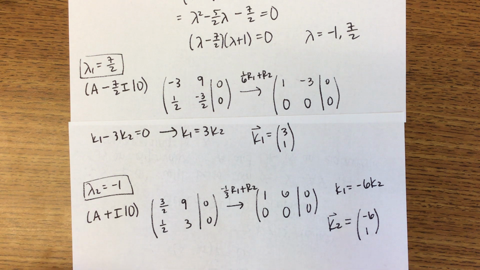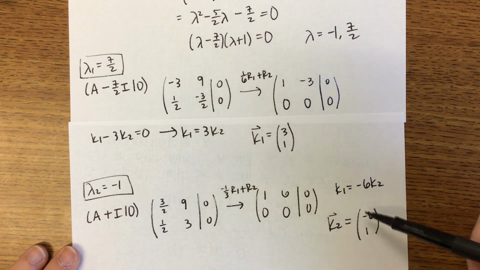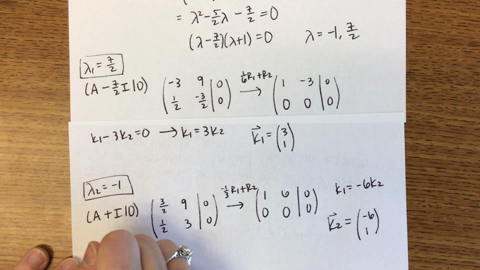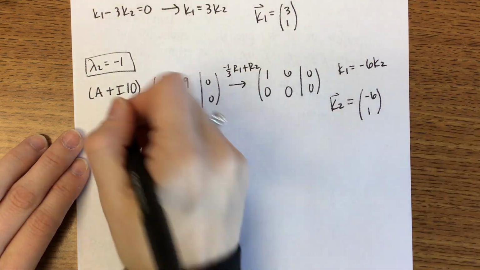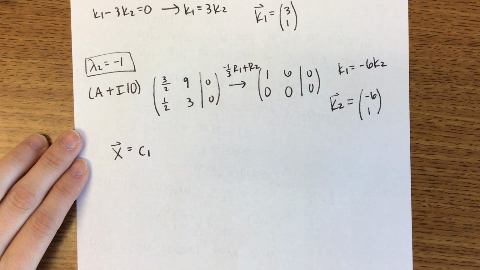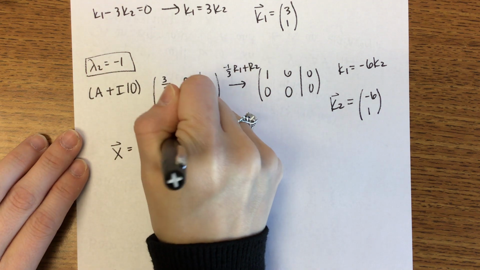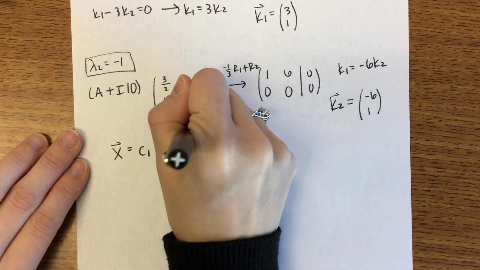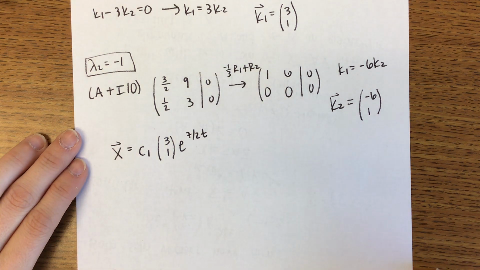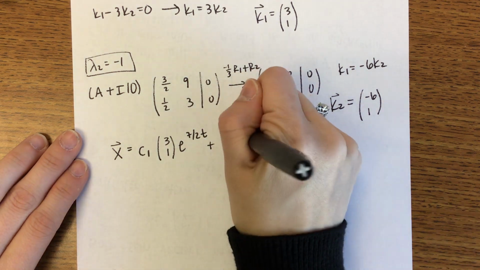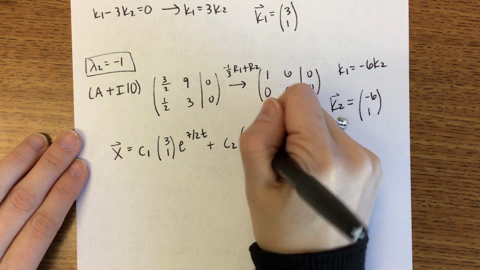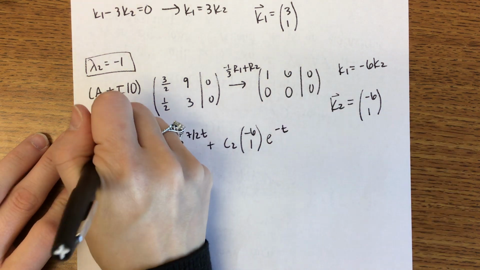Okay, and please recognize that you all might get different eigenvectors, but they're still going to be constant multiples of each other. So if you choose K2 to be -1, you'd have +6. Our solution then. Solution is going to be C1 times the eigenvector, which is (3, 1), e to the 7/2 t, plus C2 times the second eigenvector, which is (-6, 1), e to the -t.